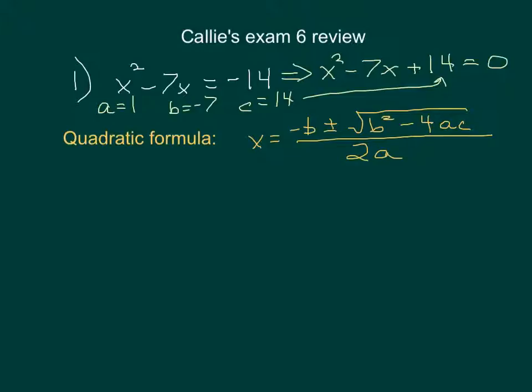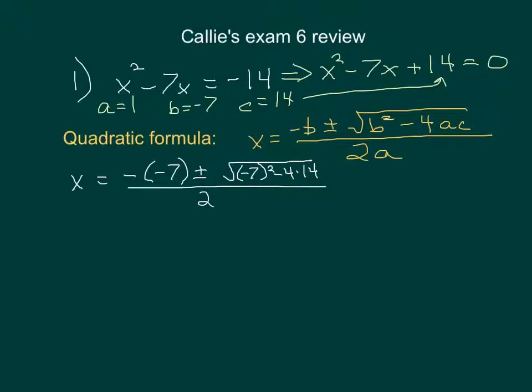Alright, so now that we have a, b, and c, we can plug into the quadratic formula. So we get x equals negative b, which is negative 7, plus or minus the square root of b squared minus 4 times a, which is 1, times c, which is 14, over 2a, which is just 2.